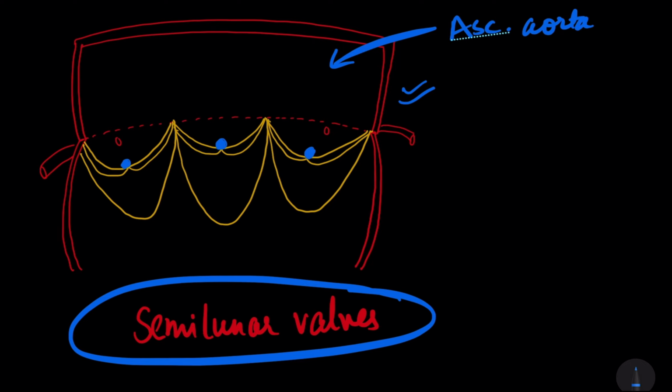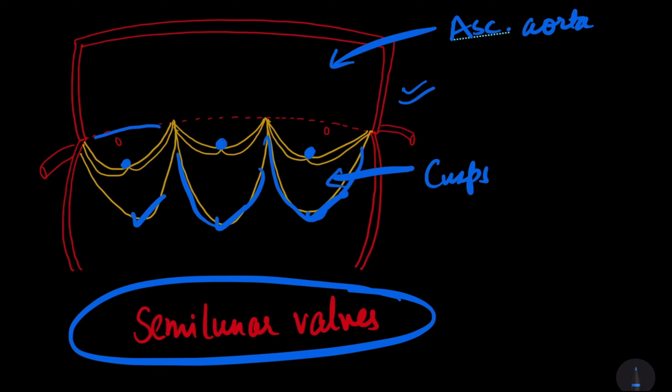Just below this, you can see there are three cusps. These are the cusps of the semilunar valve. And suppose the walls of these cusps are attached to the aorta. So you can imagine that there is a space created over here. These spaces are called sinuses. These sinuses basically store blood, and we will discuss more about it just after a while.